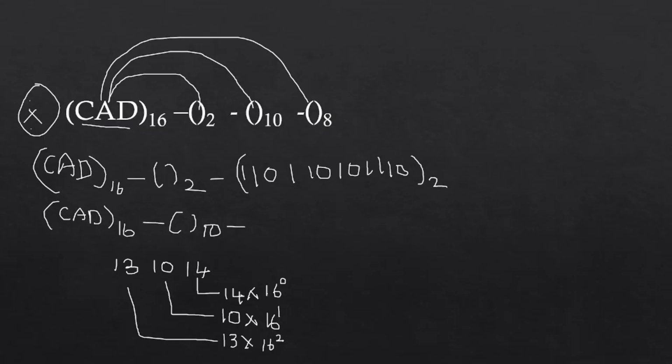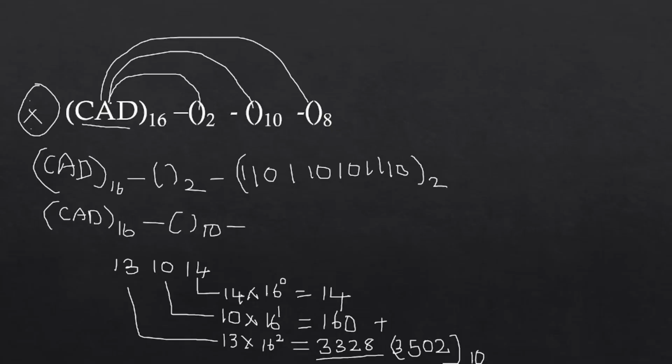Now you have to write the answer. So anything to the power of 0 is what? 1. So 14 into 1 is 14. Again 10 into 16 is what? 160. And next one is here 16 square is 256 into 13 is what? 3,328. Now finally you have to add everything. So what will be the answer you will be getting? 3502 is the answer to the base what? Decimal.